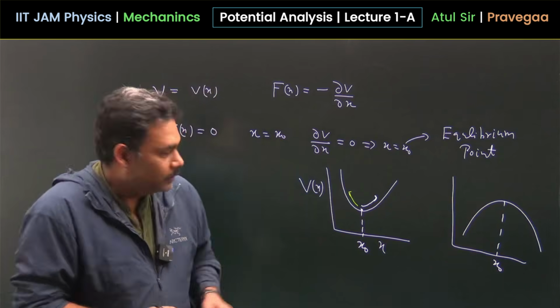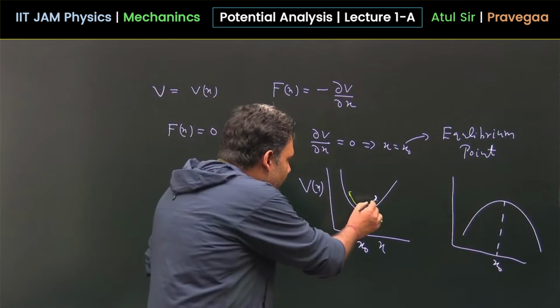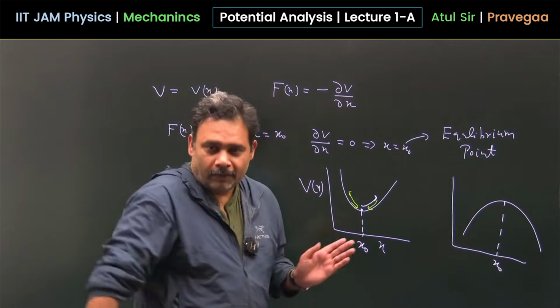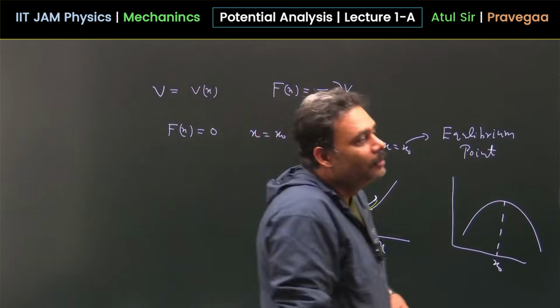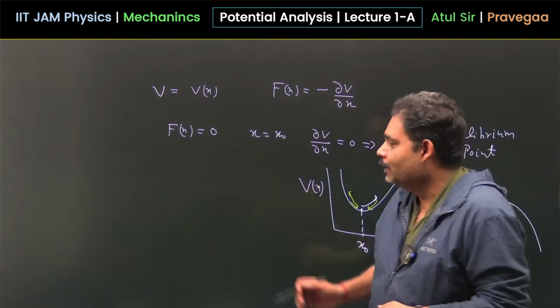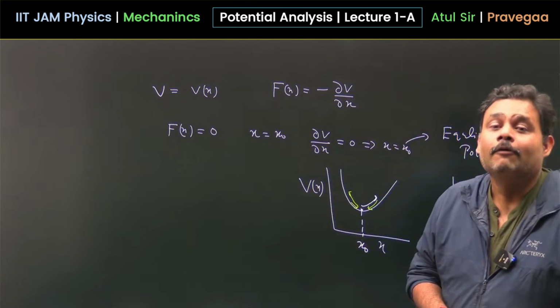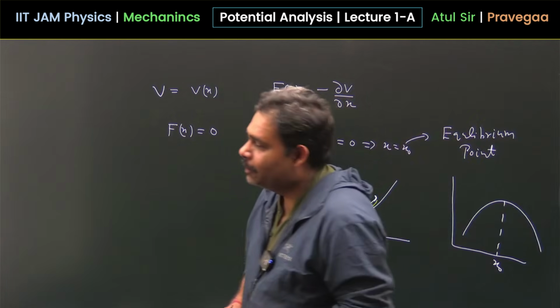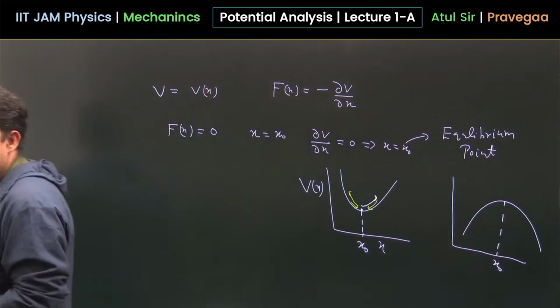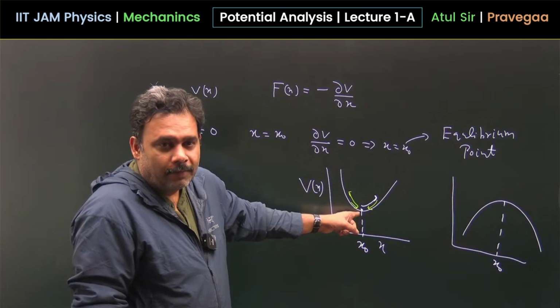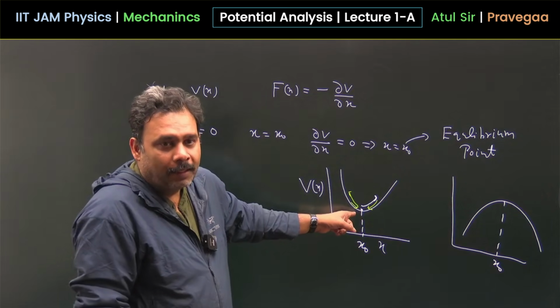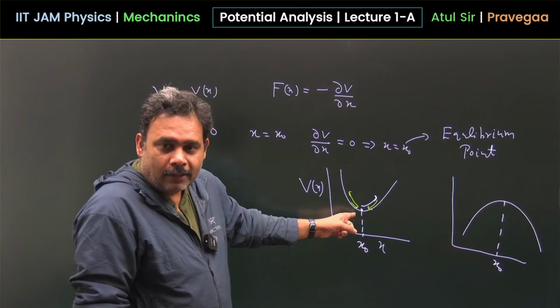Agreed? What will the particle always do? It will try to go towards it. Whenever you displace it, it will restore to that particular point. So here you have a restoring force. So this equilibrium point will try to restore. Is it minima or maxima? Minima. Local minima? What is local minima?